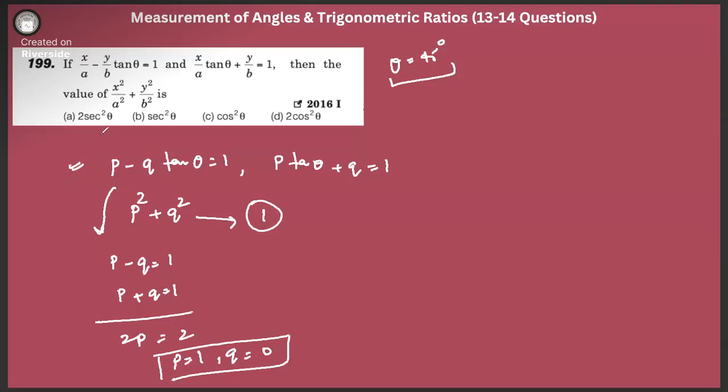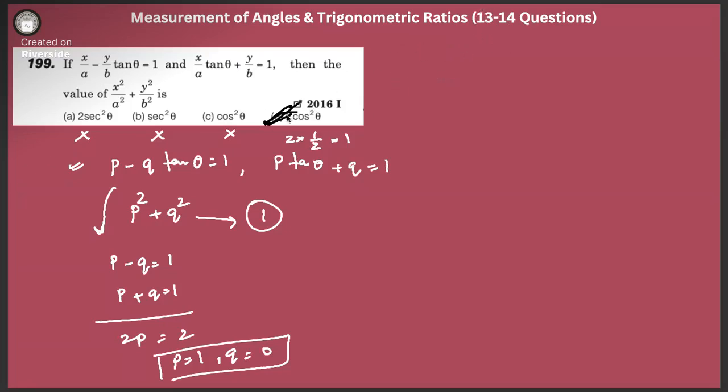Secant 45 is root 2. Root 2 whole square will be 2. Secant square 45 is 2, and cos square 45 is 1 by root 2 square, which is 1 by 2. 2 into half will give us 1. Yeah, that's absolutely correct. D is the correct answer. That's why, guys, I've always been telling you that whenever you find tan and stuff, use theta 45. That's beautifully done.